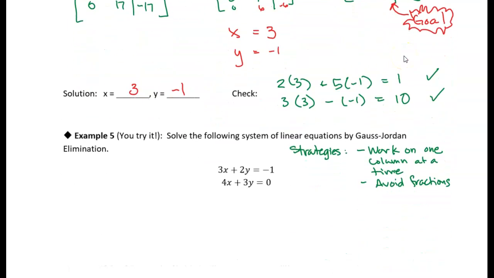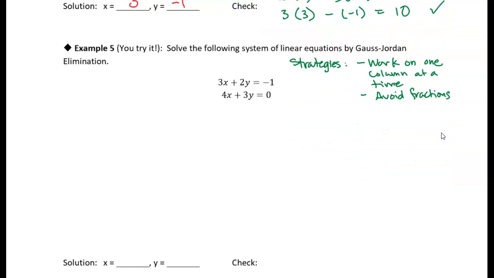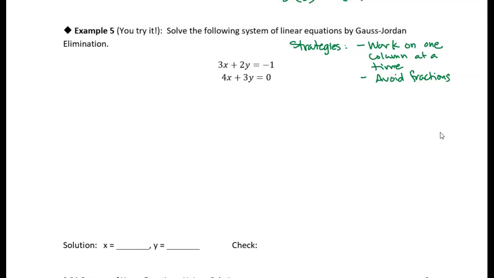Now, these are strategies. These are not hard and fast rules. These are not like this is the only way to do it. These are just strategies that I feel like tend to make things go smoother. The other strategy that I use is to avoid fractions, and that's just my own personal preference, because as soon as I introduce fractions, and I'm having to add and subtract fractions with different denominators, it's just very error prone. So I try to avoid fractions if possible.